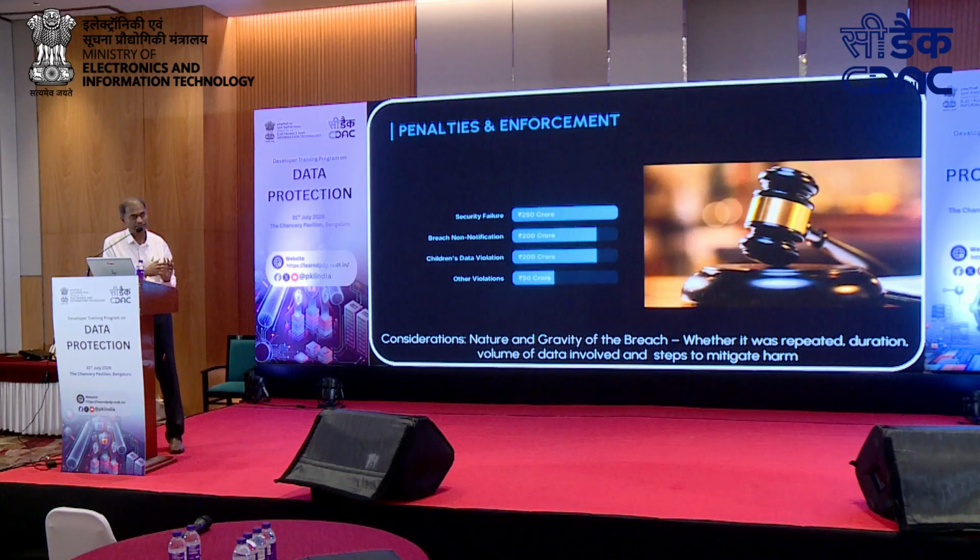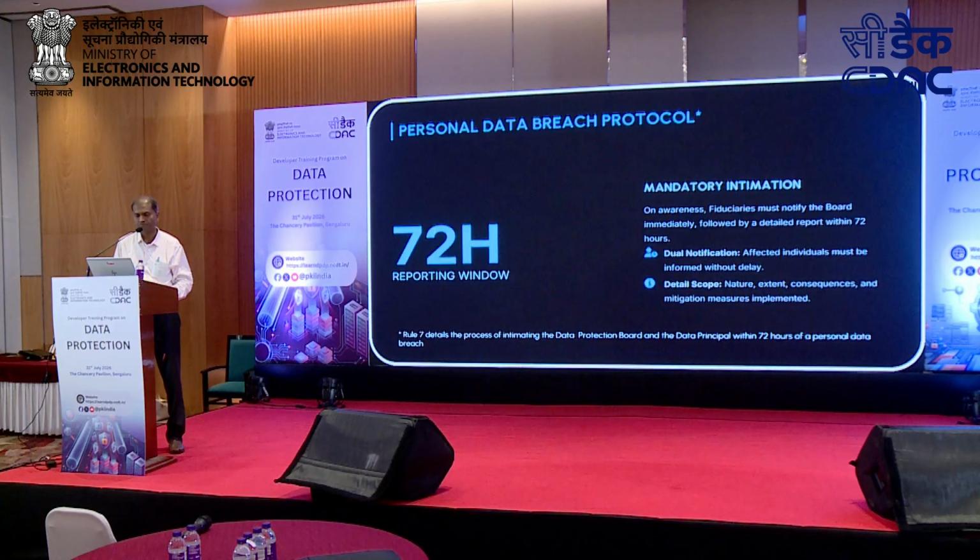So what are the considerations for awarding these fines? Basically, it is the nature and gravity of the breach, whether it was a repeated breach, the duration of time for which the breach was happening, the volume of data that was exfiltrated, and the steps taken by the organization or the data fiduciary to mitigate the harm. All of those things come into the picture while awarding this. Of course, that will be done by the Data Protection Board or the appellate body based on the scenario.